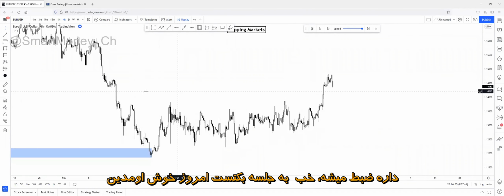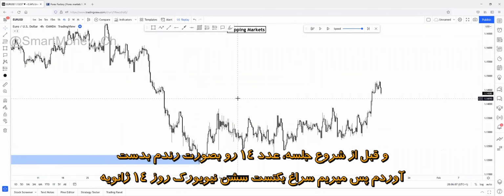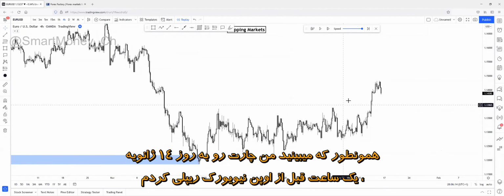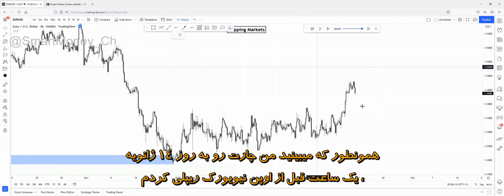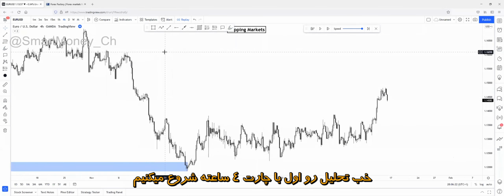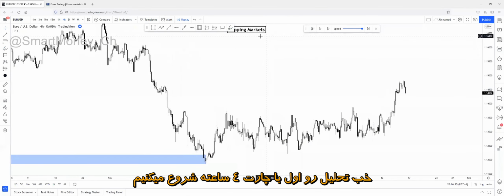Hello guys, this will be today's backtesting session, and I generated the number 14 for the backtesting, and this will be the backtesting of 14th of January in New York session. As you can see, I've already prepared the chart for the 14th of January, 1 hour before New York session opens. And let's analyze the chart on the 4-hour chart firstly.